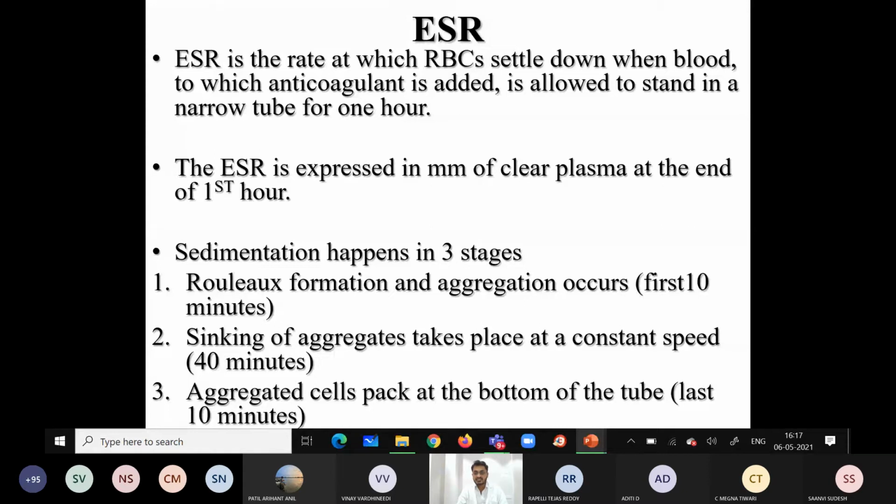So what are the different stages in this 1 hour? Actually there are 3 stages. The first stage is of 10 minutes, the second stage occurs in the next 40 minutes, and the third stage occurs in the next 10 minutes. In the first 10 minutes, rouleaux formation and aggregation occurs. In the second stage of 40 minutes, sinking of aggregates takes place at a constant speed. In the last 10-minute stage, the aggregated cells pack at the bottom of the tube.